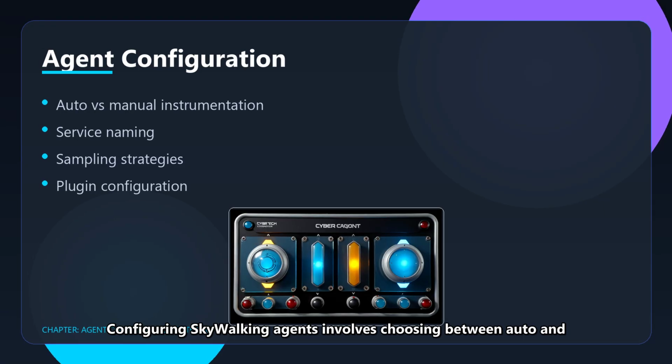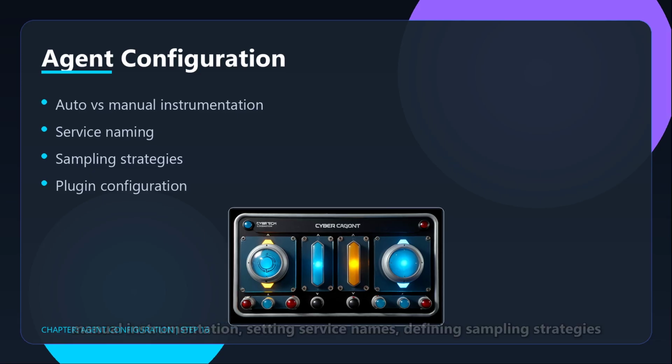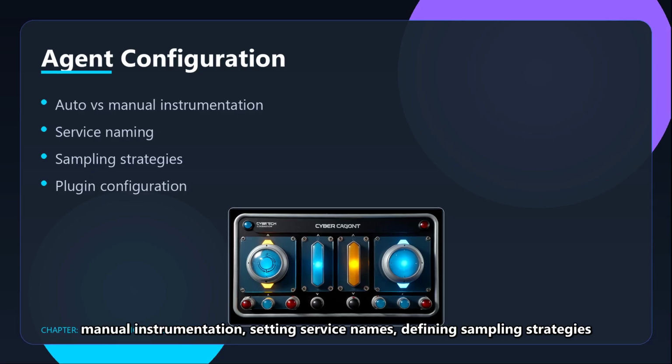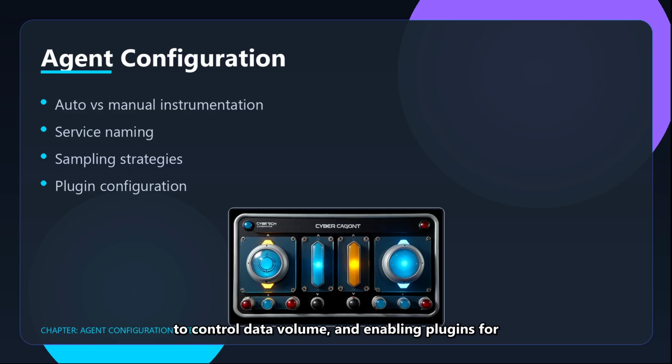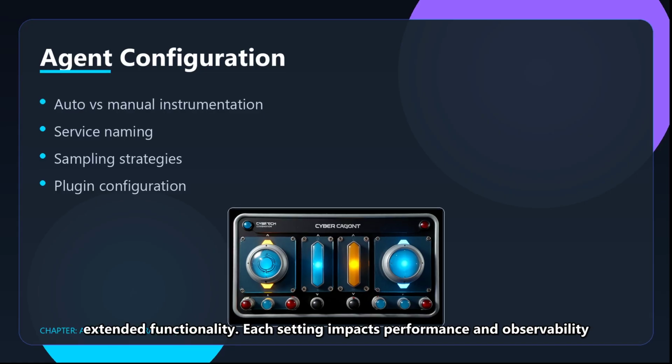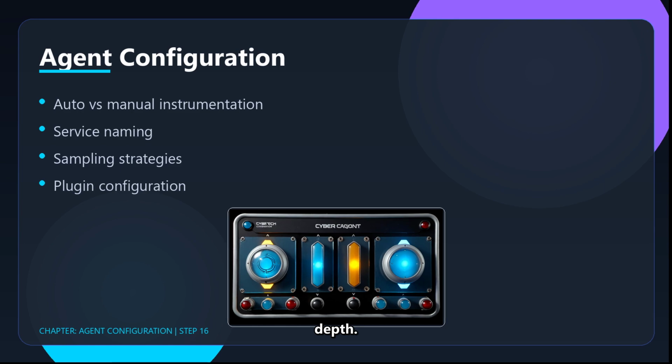Configuring SkyWalking agents involves choosing between auto and manual instrumentation, setting service names, defining sampling strategies to control data volume, and enabling plugins for extended functionality. Each setting impacts performance and observability depth.